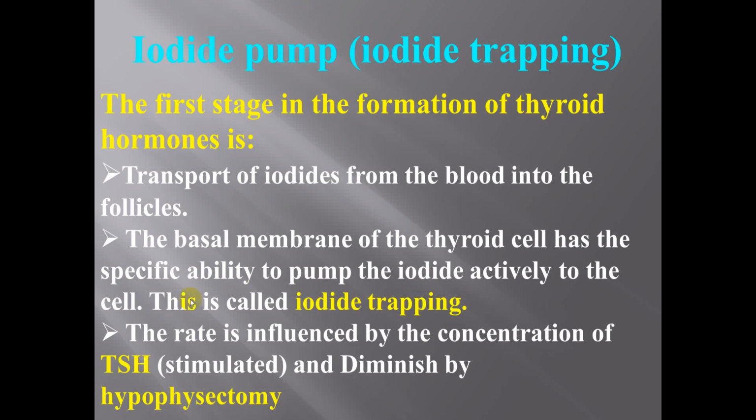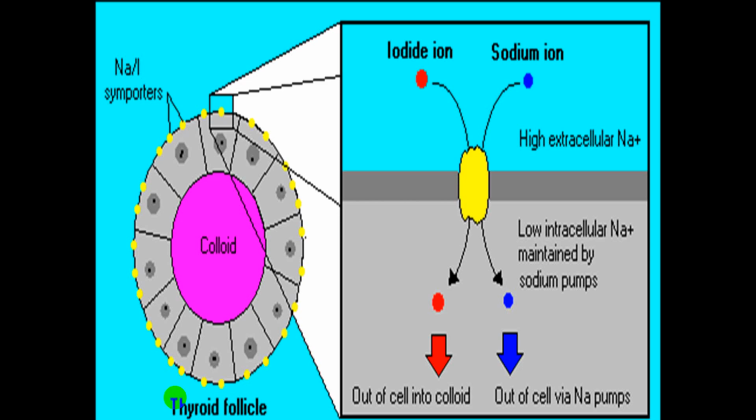follicles. The rate is influenced by concentration of TSH اللي هو stimulation of this process and diminished by hypophysiectomy. لو صارت إزالة hypophysiectomy أو نقصان للثيرويد gland راح يكون سوري للبيتيوتري gland فراح يصير diminish for trapping of iodide. هذا هو البروسيس. هذه cuboidal cells واضح أو الثيرويد gland cells.